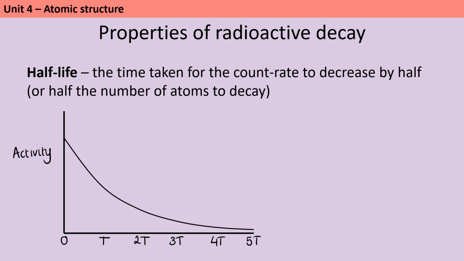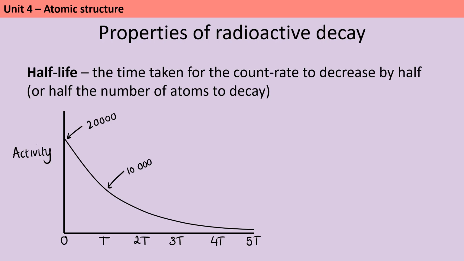If I have a graph, the y-axis could represent activity or count rate or the number of nuclei, and I would handle all of these in exactly the same way. Let's say that my initial activity is 20,000 becquerels. To work out what the half-life is, I'm going to see how long does it take for the activity to fall to 10,000 becquerels. In other words, half of what it was to start with. Then I could read off my x-axis that this was 5 seconds or 12 years or whatever it is. Here I've just marked it with t.